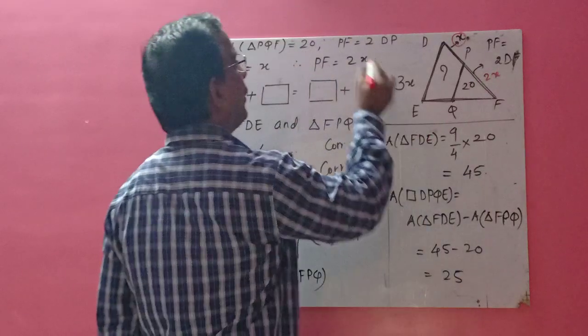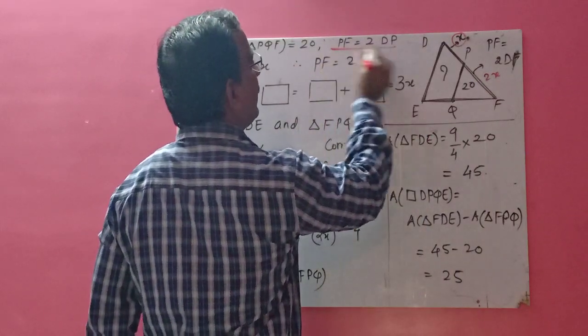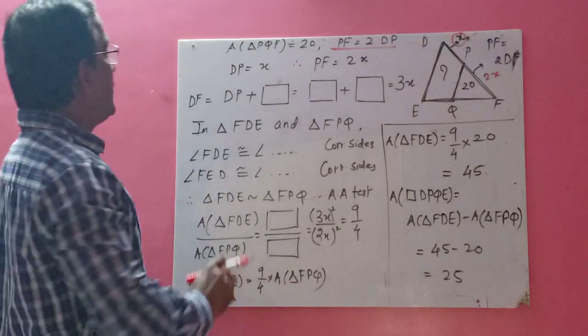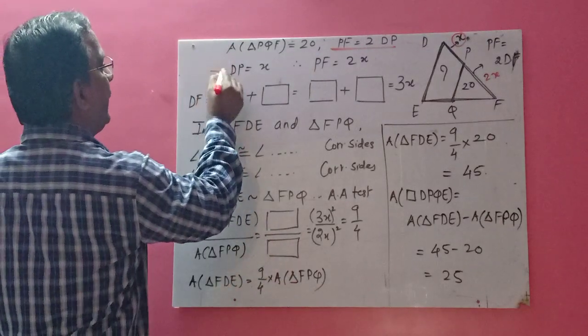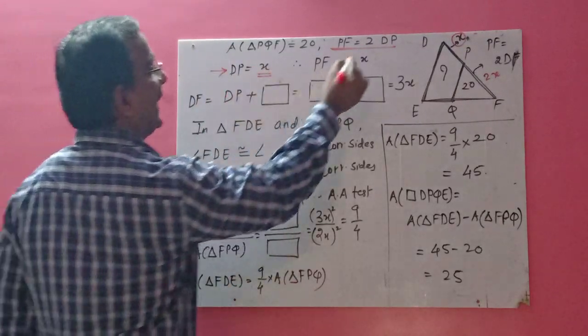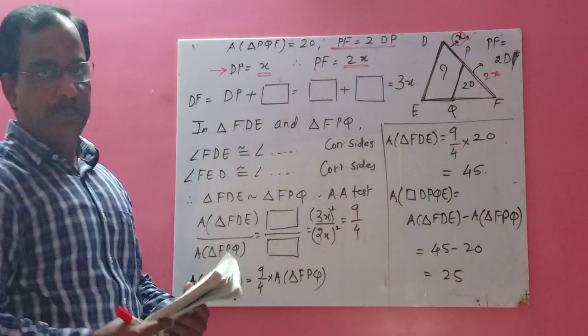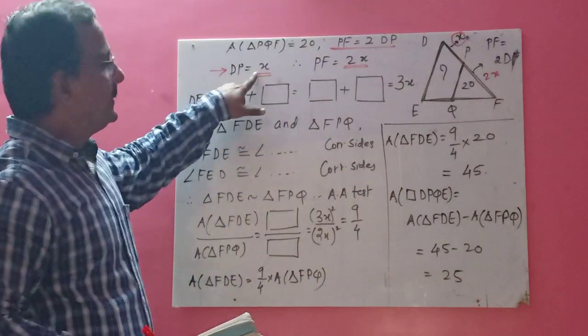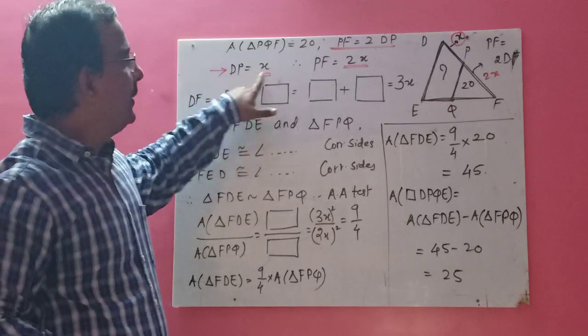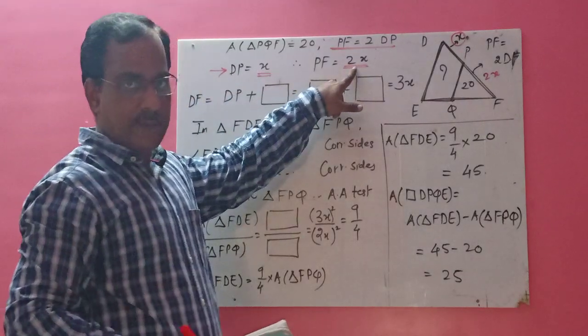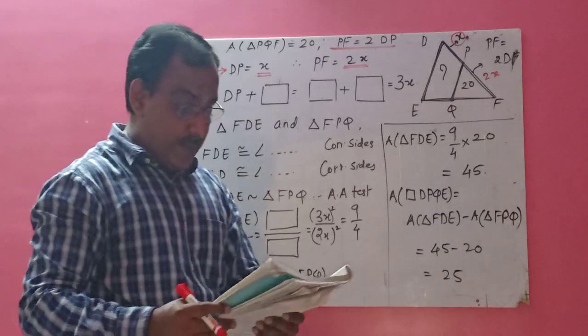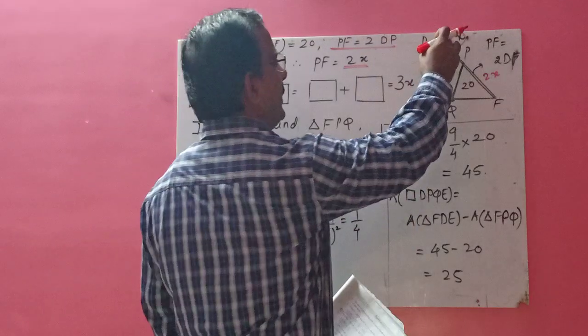2X, because this condition is given. So assume DP as X. As per this condition, PF will be 2X. Simple. DP, just assume that it is X. So PF will be 2X. Next is DF.